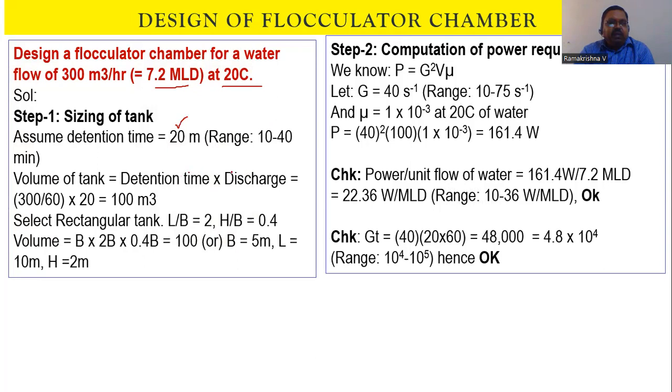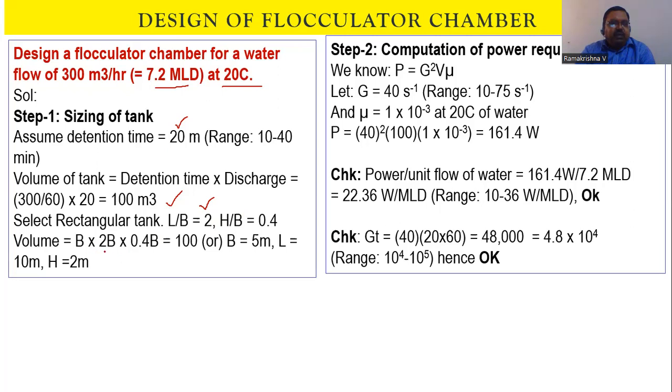So detention time multiplied by volumetric flow rate, or discharge, is going to give you the volume of the tank, 100 meter cube. Then you go for a rectangular tank. Assuming L by B is equal to 2, and H by B is 0.4, 50% of that. The width is less and depth is more. The height, depth is less and width is more, we're assuming here.